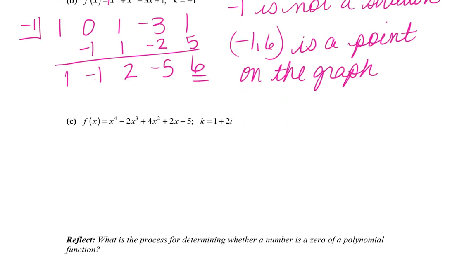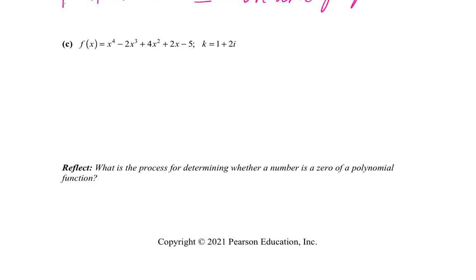All right, this next one is a little squirrely here. I'm going to do some of this on a separate paper because you have to do a lot of multiplying these imaginary numbers. So real quick, what I want to go over, and that might help understand, they're saying that 1 plus 2i, so I need to test that. So 1 plus 2i is the number I'm going to divide by. 4, 3, 2, 1, nothing, so my coefficients are good. 1, negative 2, 4, 2, negative 5.